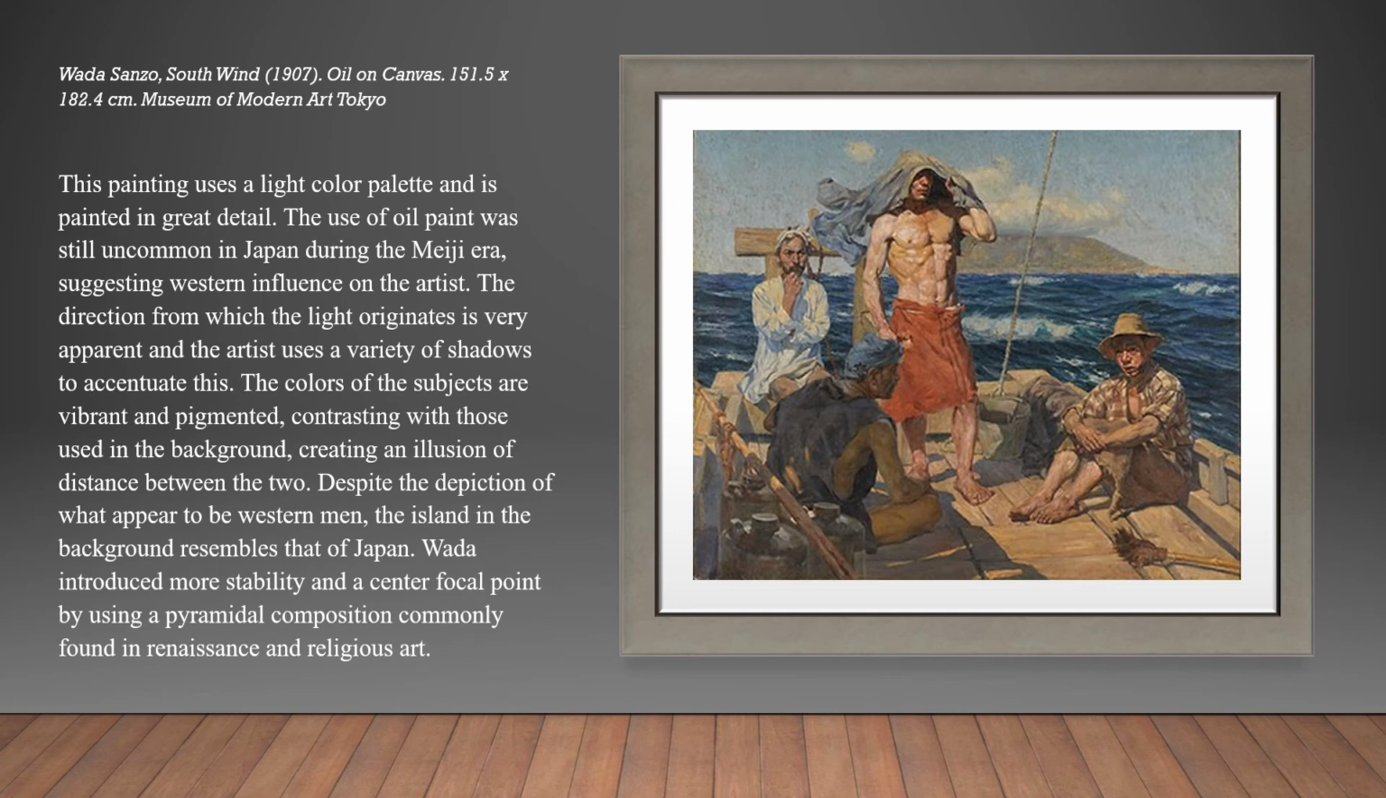South Wind was painted by Wada Sanzo in 1907. This painting uses a light color palette and is painted in great detail. The use of oil paint was still uncommon in Japan during the Meiji era, suggesting Western influence on the artist. The direction from which the light originates is very apparent, and the artist uses a variety of shadows to accentuate this. The colors of the subjects are vibrant and pigmented, contrasting with those used in the background, creating an illusion of distance between the two.